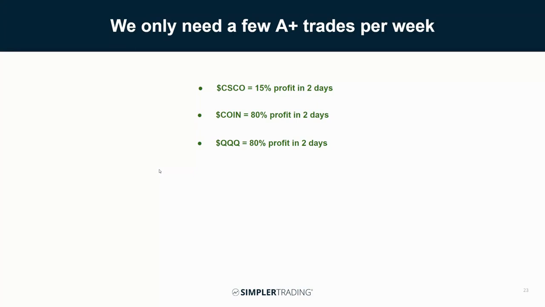As far as the trades that we opened and closed last week, the great thing is I don't have to go looking for these. I'm not finding a Cisco trade because I'm pouring through charts for hours. I click one button on the scan, there's Cisco. I'm not running through charts for hours looking for Coinbase or the QQQ. They all come up on the scans. We only need a couple per week.